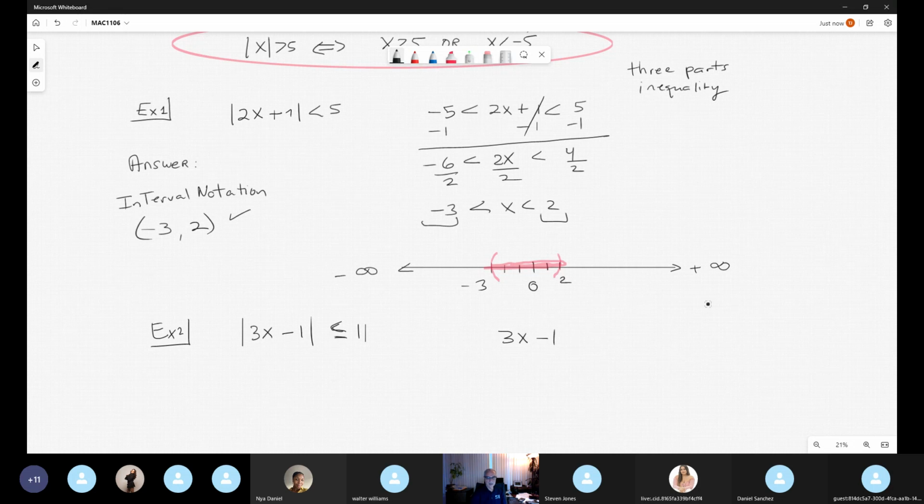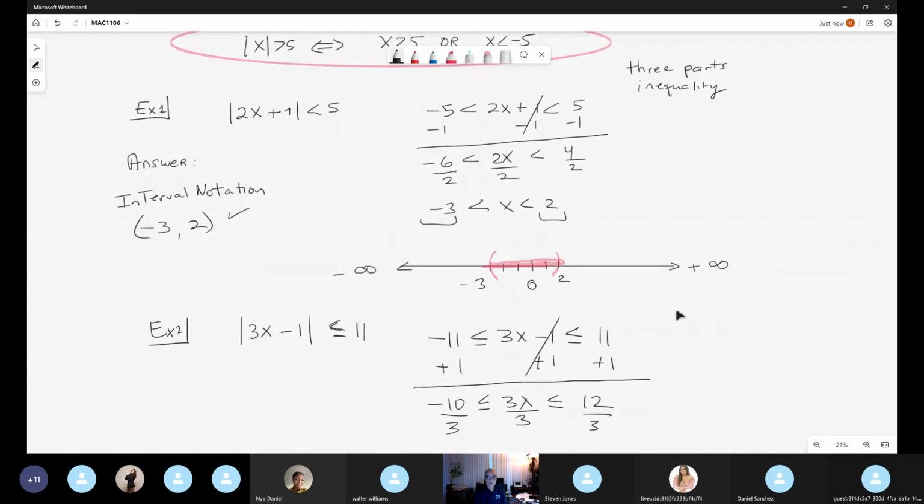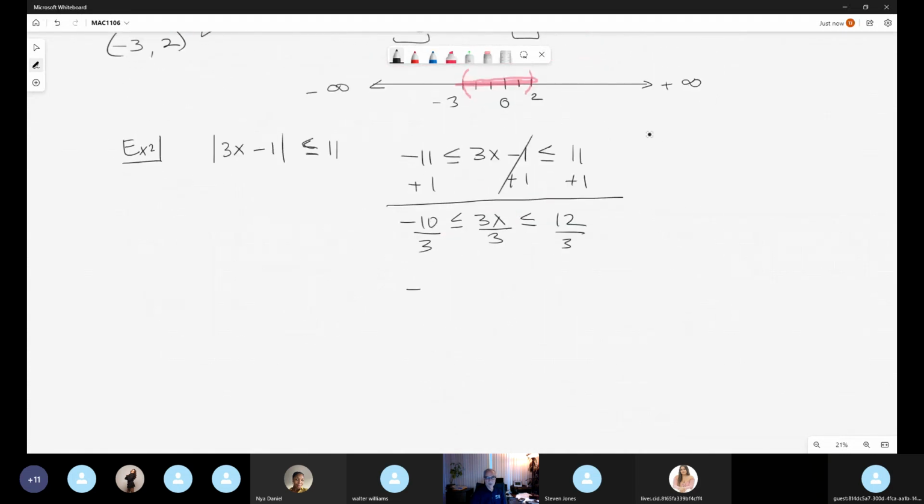I know less than, it's here less than one piece, 11 here and negative 11. This is the formula. This is the algorithm. Now compound inequality, three-part inequality. You add one, you add one. So minus 10 less than or equal to 3x, less than or equal because that part cancels, 12. Divided by 3, the whole thing. Now remember, when you divide an inequality by a positive number, the inequality sign stays the same. So it's minus 10 over 3 less than or equal x less than or equal 4.